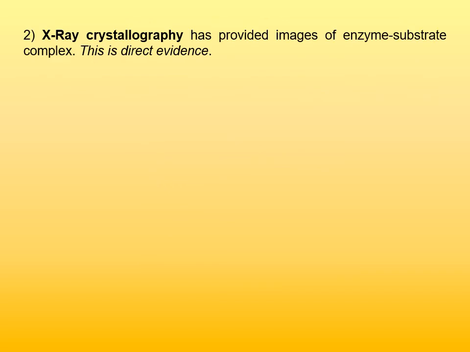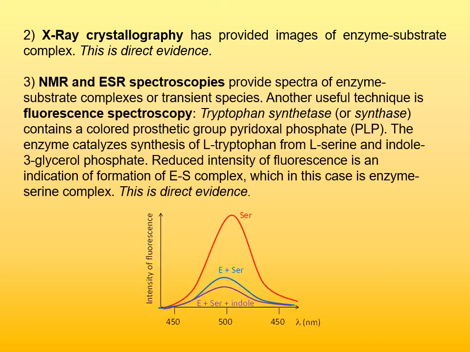We also have direct evidence. And direct evidence comes, for example, from X-ray crystallography, because X-ray crystallography has provided images of enzyme-substrate complex. So obviously, if we can see that enzyme and substrate form a complex, that's obviously a direct evidence. Also, forms of spectroscopy, such as nuclear magnetic resonance and electron spin resonance, provide spectra of enzyme-substrate complexes or transient species. And another spectroscopic technique is fluorescence spectroscopy.